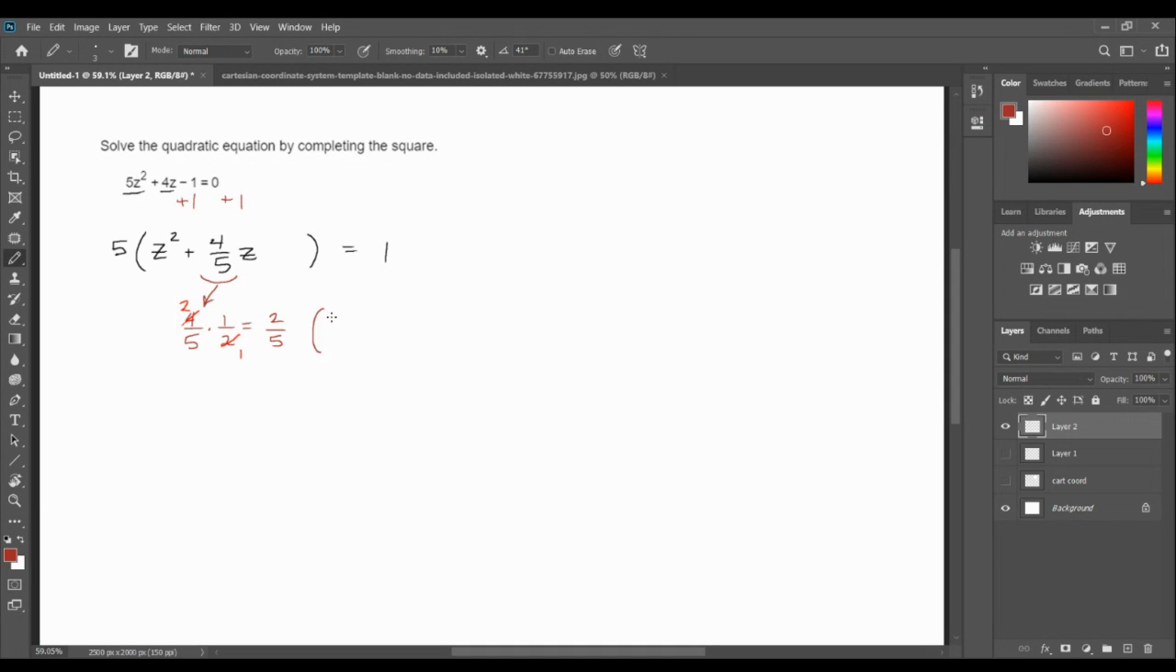Now I need to square that and add that in here. So 2/5 squared is 4/25. We're just squaring both the numerator and the denominator. Now I added 4/25 inside the parentheses. Remember, everything in the parentheses is actually multiplied by 5, so 5 times 4/25, and let me write that over here.